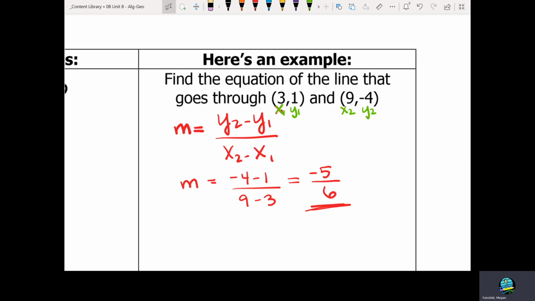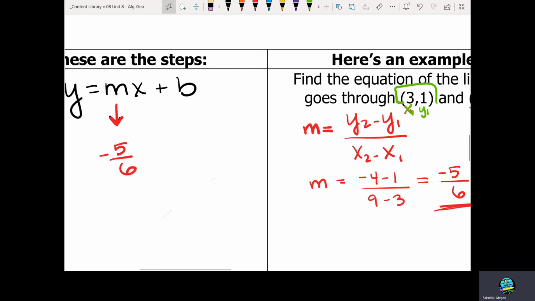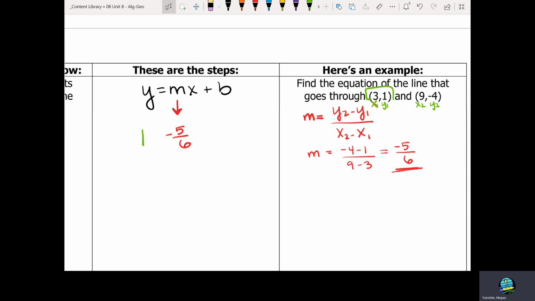Sorry, I was yawning. Did somebody say something? Which one do we use? It doesn't matter. Which one should we use? Which one do y'all like better? 3. Yeah, I like 3, 1 because the numbers are smaller. There's no negative, right? So I would use this one if it were me. So what you do is you plug it in. 1 is y, x is 3, and then we are going to have to solve for b.